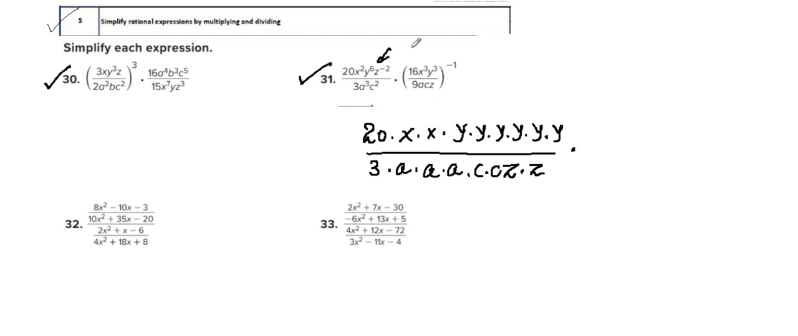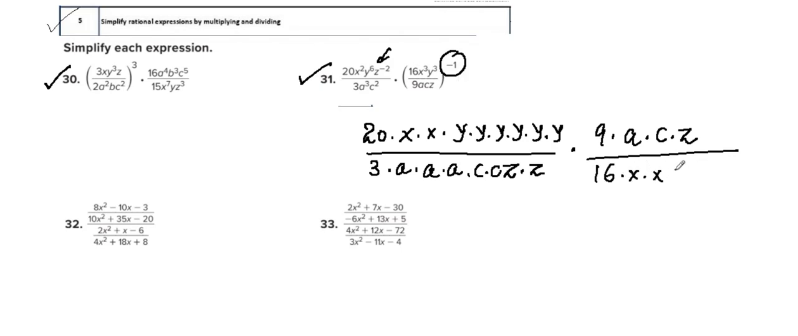Multiply, swap it. We need to swap because the power is minus 1. 9 multiply A multiply C multiply Z, and 16. X is coming 3 times, y is coming 3 times. Now you can cancel out up and down. How many y's? 3y down, 3y up, cancel out. 2x up and 2x down. A is here, A is here, cancel out. C and C cancel out. Z and Z cancel out.